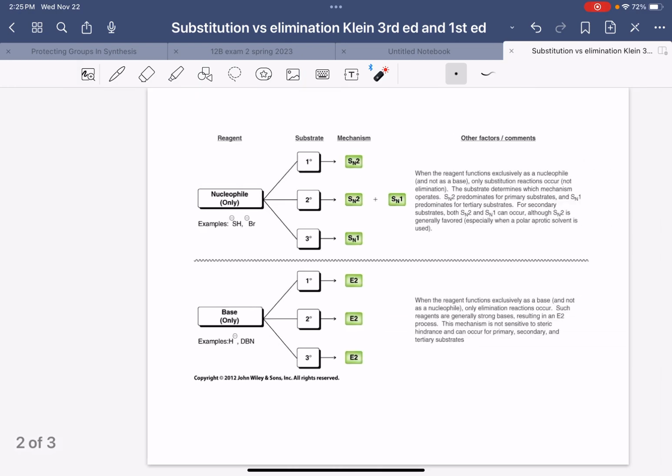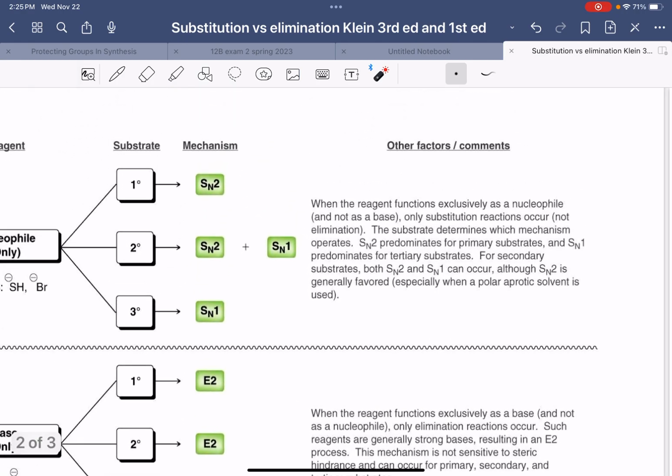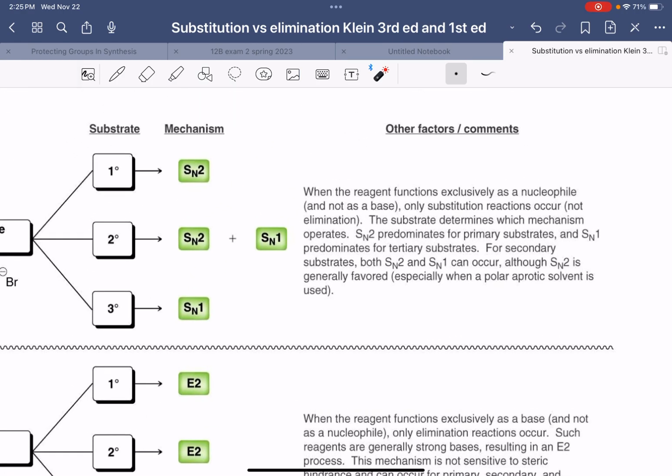So that's something that's a little bit different. Well, let's read what it says here. When the reagent functions exclusively as a nucleophile, only substitution reactions occur. SN2 predominates for primary, and SN1 predominates for tertiary. For secondary, both can occur, although SN2 is generally favored, especially when a polar aprotic solvent is used.